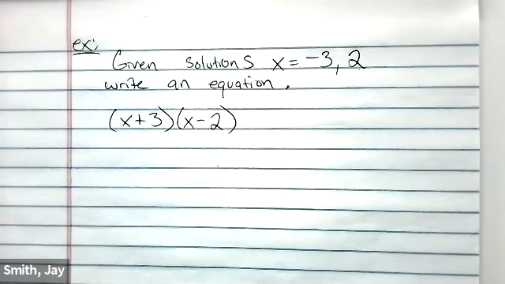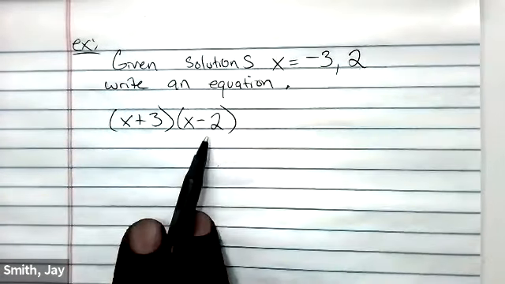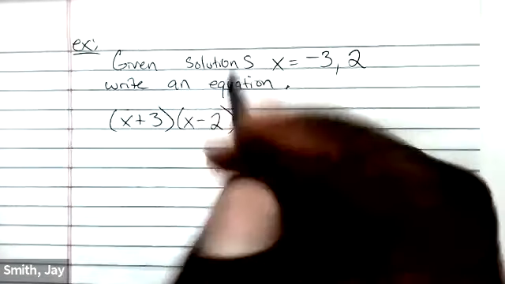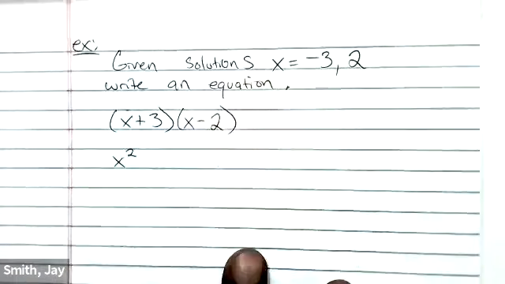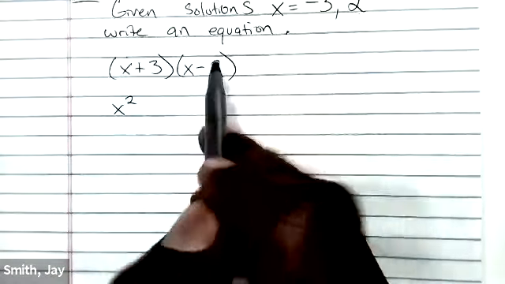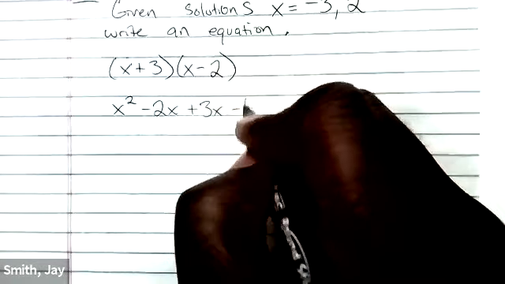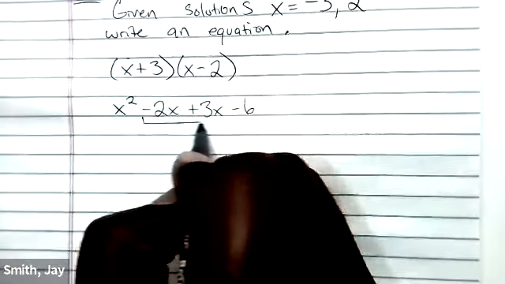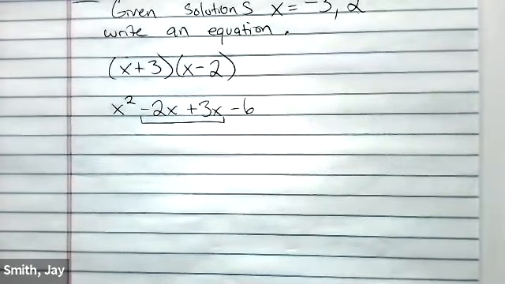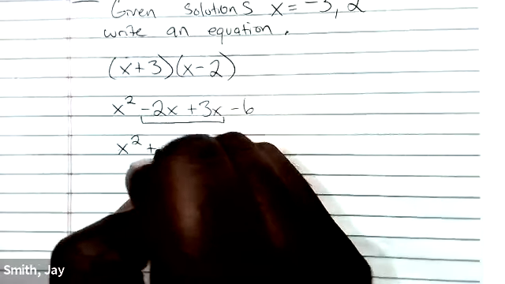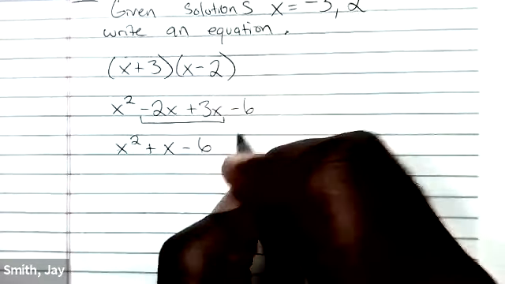Now to get that equation, well, one, we need to get the expression by foiling it out. Then we can zero it out to get an equation. So we're going to foil this out. X times x gives me x squared. X times negative 2 gives me a negative 2x. Positive 3 times x gives me a positive 3x. And positive 3 times negative 2 gives me a negative 6. And combine all like terms, of which we have 2, negative 2x and positive 3x. So this gives me the expression x squared plus x minus 6.